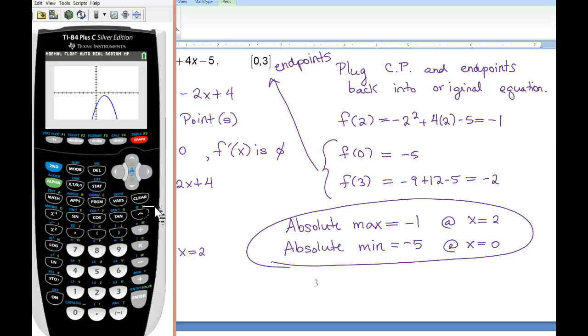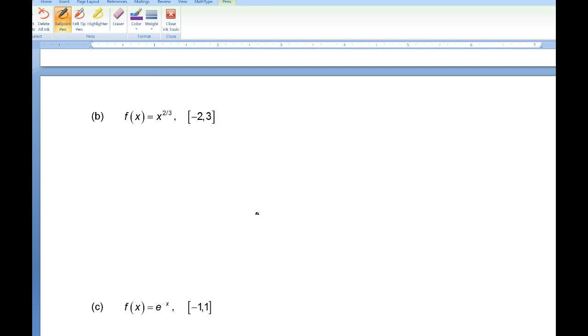If you didn't define a domain, there would be no absolute minimum. Oh yeah, if it was all reals, there would be no minimum. Yeah, but only because it's negative. Flip it. Great. Okay, let's try another one.